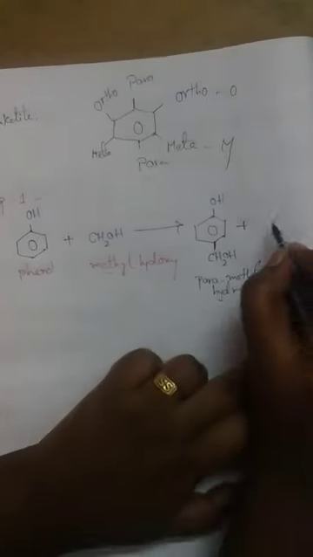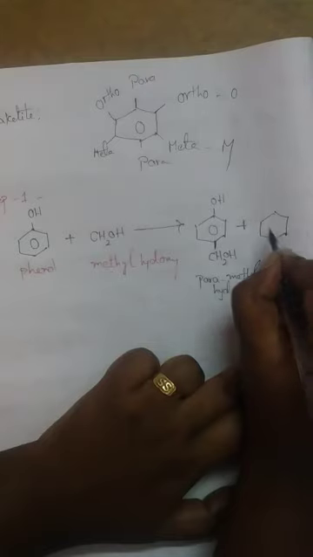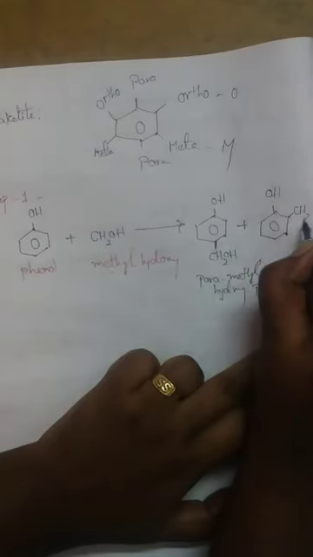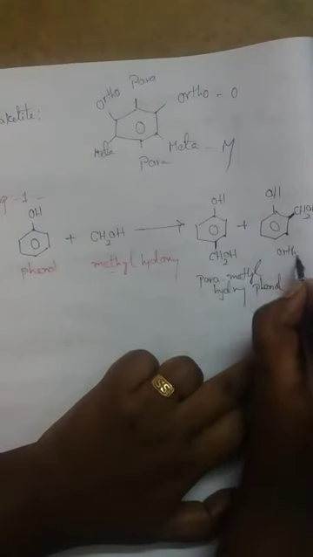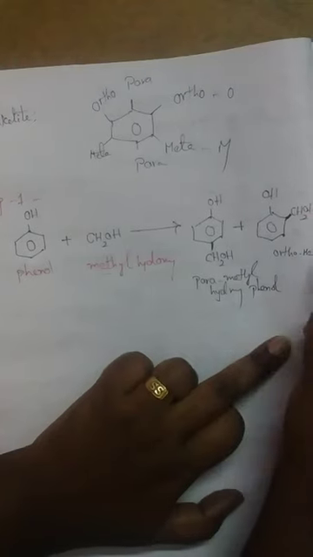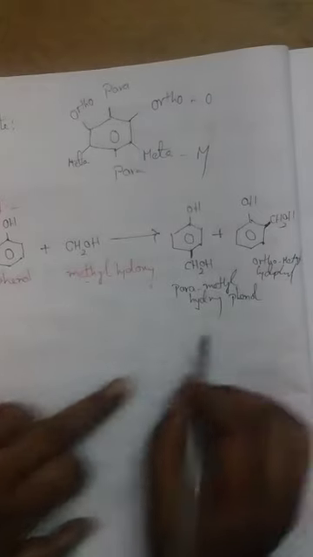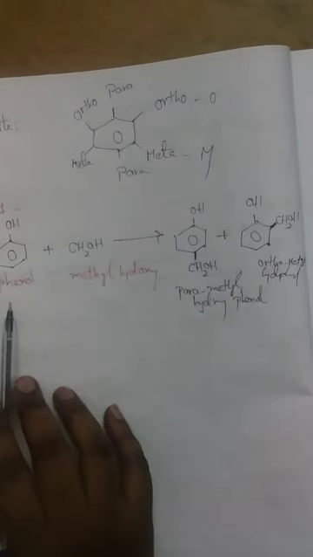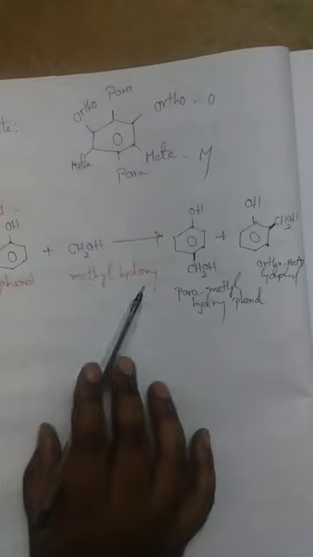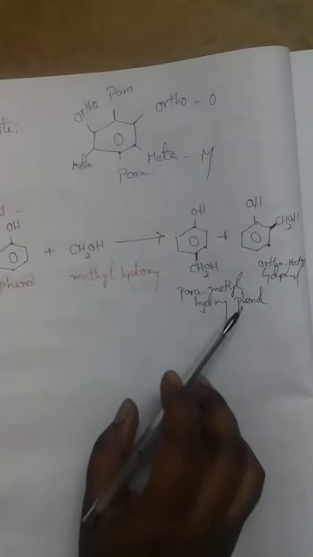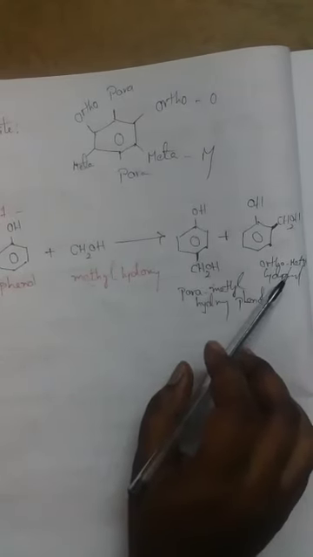So the name of this one is para-methyl hydroxyphenol, and there is a formation of another one. See here, this is phenol with CH2OH in the ortho position, so ortho-methyl hydroxyphenol. So there is a formation of two. In the first step, the phenol reacts with methyl hydroxy, forming para-methyl hydroxyphenol and ortho-hydroxymethyl phenol.